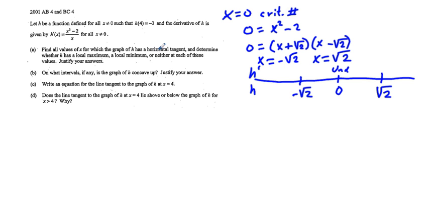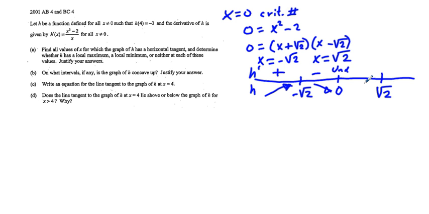To the left of negative square root of 2, we're trying to find local minimums, maximums, or neither. What's a number that's less than negative square root of 2? How about negative 2? If we have negative 2 squared, which is 4 minus 2, that's going to be positive. So we have the function increasing up to negative square root of 2. Between negative square root of 2 and 0, how about negative 1? Negative 1 squared is 1 minus 2, that's going to be negative. So we're going to be going down here.